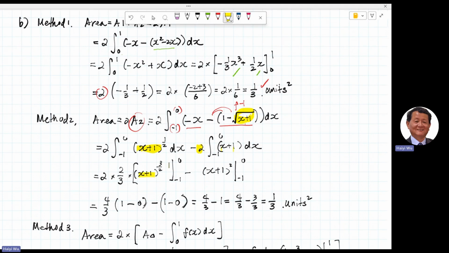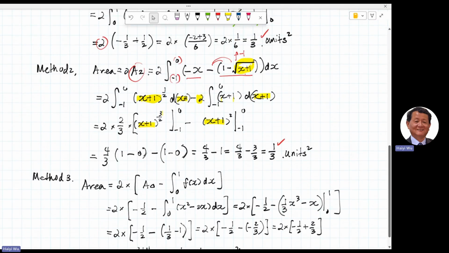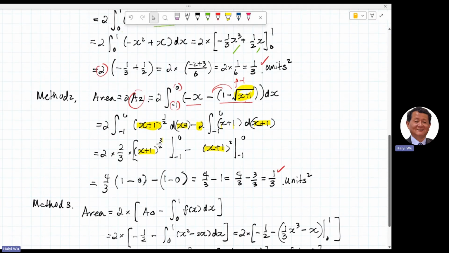Then the inverse, individually, integrates to (x plus 1) to the power of 3/2. You can use the substitution method, and this is a pretty simple substitution. So the second one is (x plus 1) squared, because the 2 cancels. Now we substitute the values 0 and negative 1 into it, and you will achieve the same answer. The answer is 1/3 units squared. That's method 2. I don't think method 2 is better than method 1, so I prefer method 1.